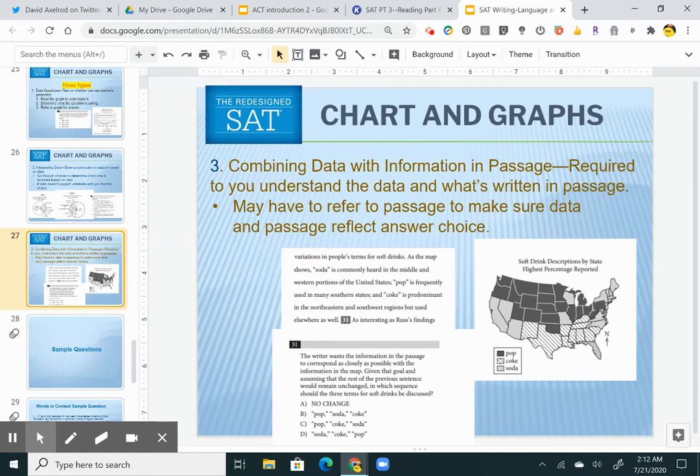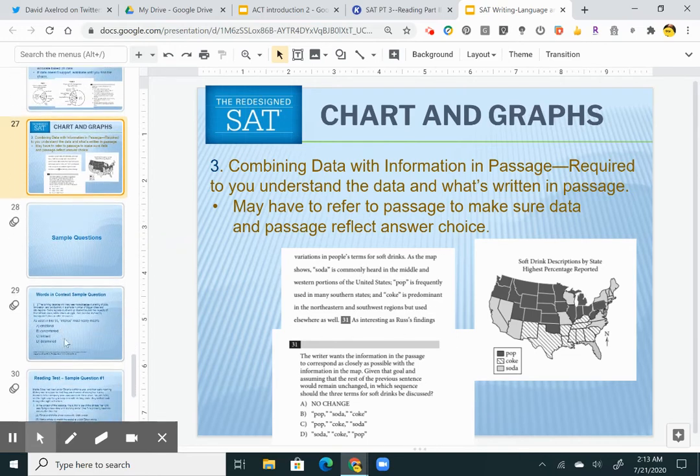So again, you're looking at pop, Coke, soda. In other words, in the Midwest and in the west and the north, we refer to it as pop a lot, right? And then Coke in the south. Hence, Coke was founded, if you don't know, in Atlanta. So that's why in Georgia they use Coke a lot, and then soda, of course, is more of an east and west thing. So they want to make sure that matches up.